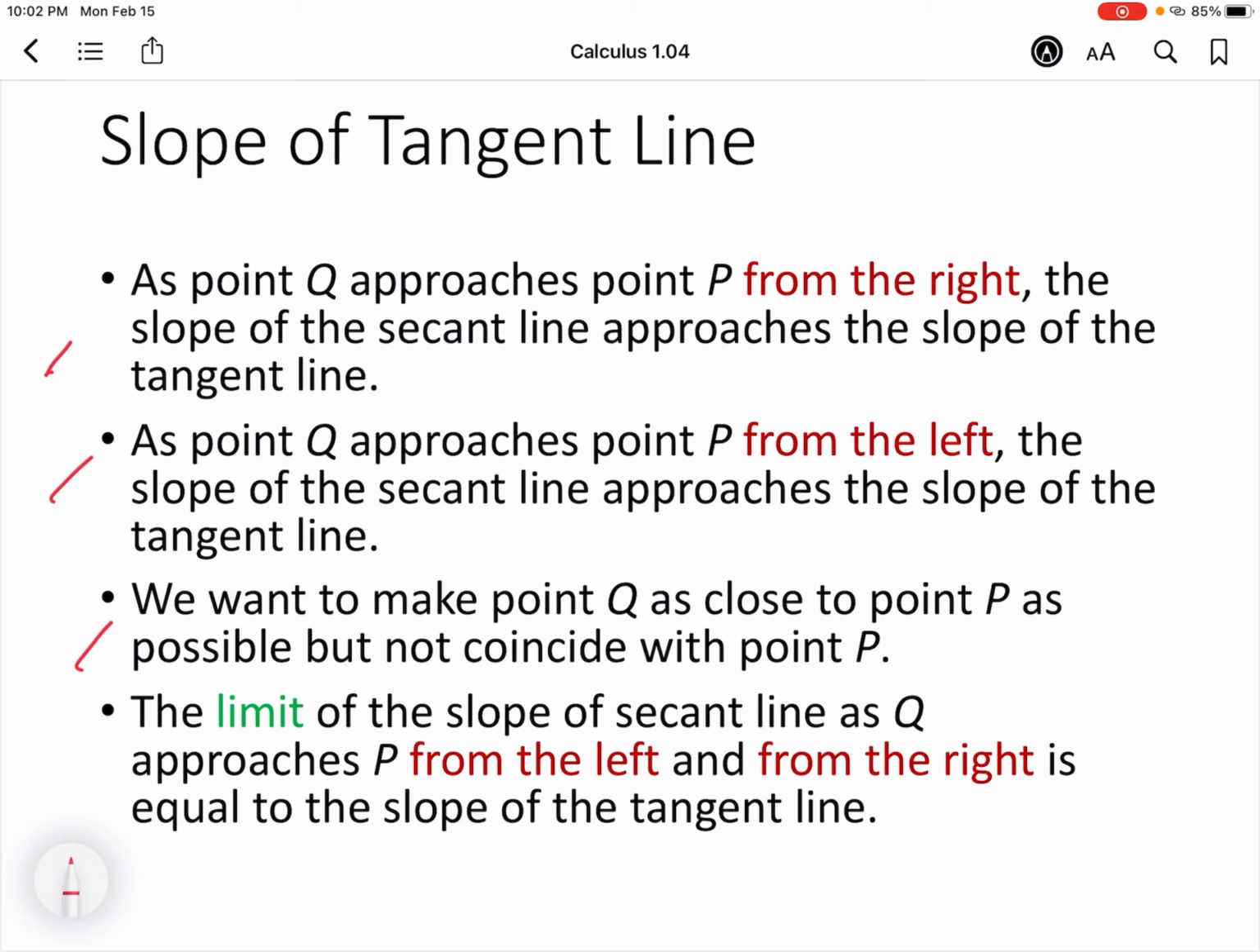Now, itong konsepto na ito kung saan nag-a-approach pero hindi magiging equal or hindi siya lang magpapatong, ang tawag natin sa konsepto na yan ay limit. The limit of the slope of the secant line as Q approaches P from the left and from the right is equal to the slope of the tangent line.